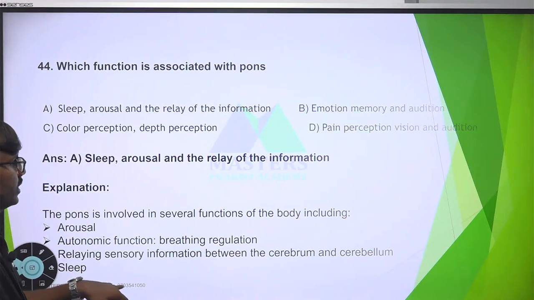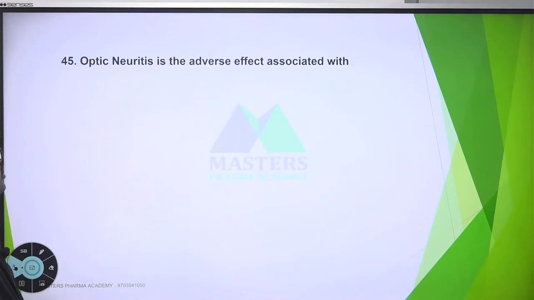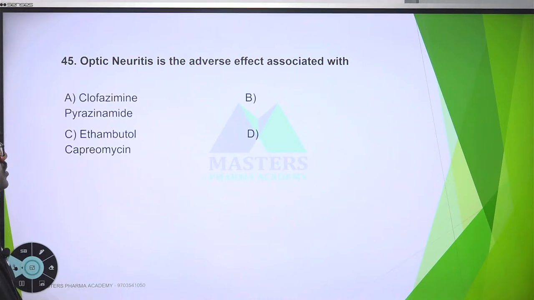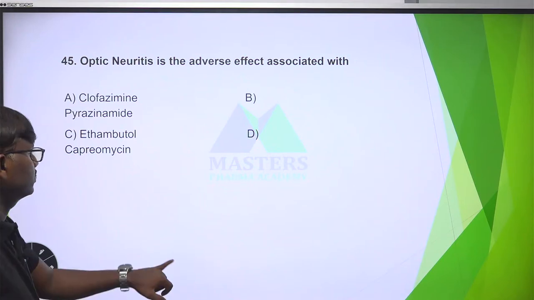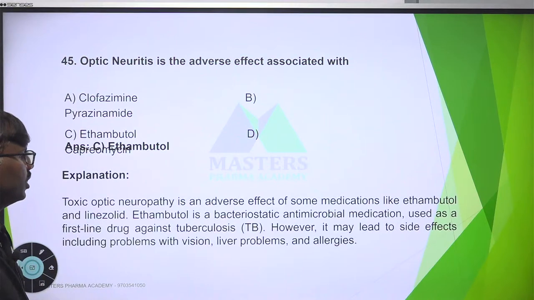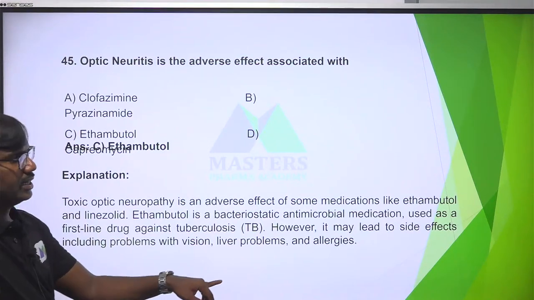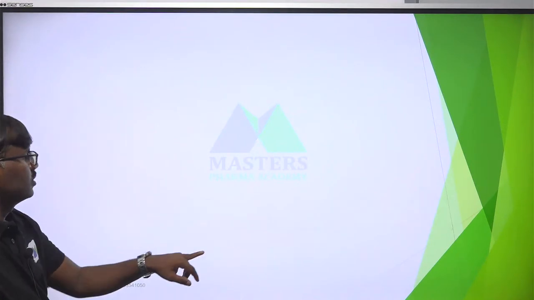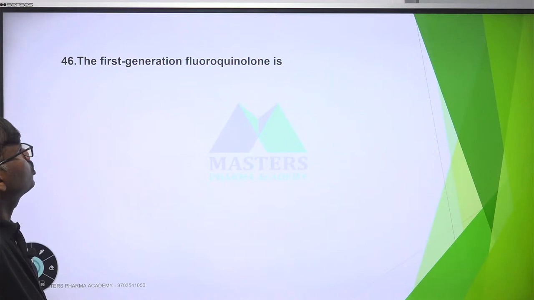Okay, so ANS activity. And then optic neuritis is the adverse effect associated with clofazimine, pyrazinamide, ethambutol, or capreomycin. So the answer is ethambutol. Okay, ethambutol is used in tuberculosis treatment and it is a bacteriostatic antimicrobial medication that is associated with tuberculosis.